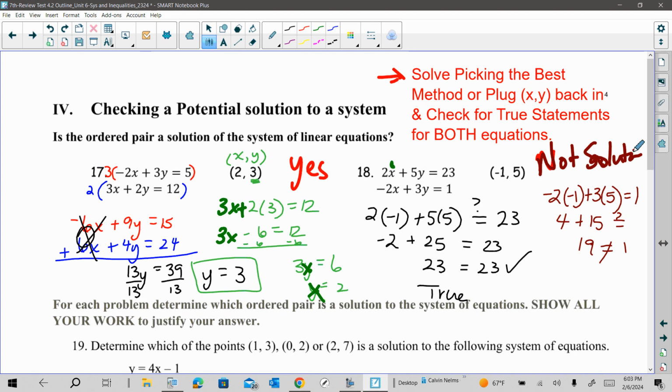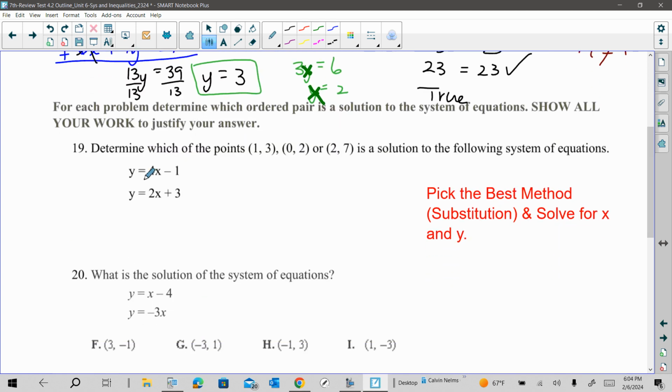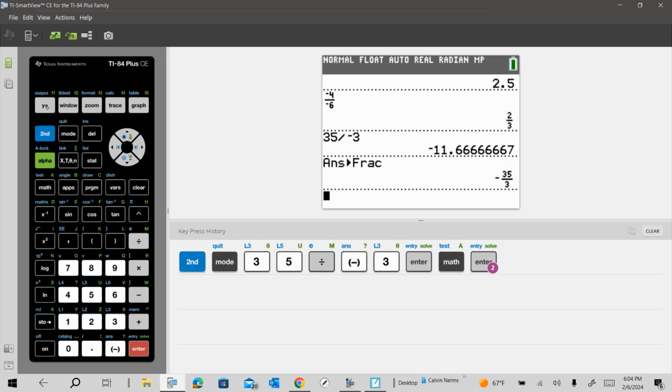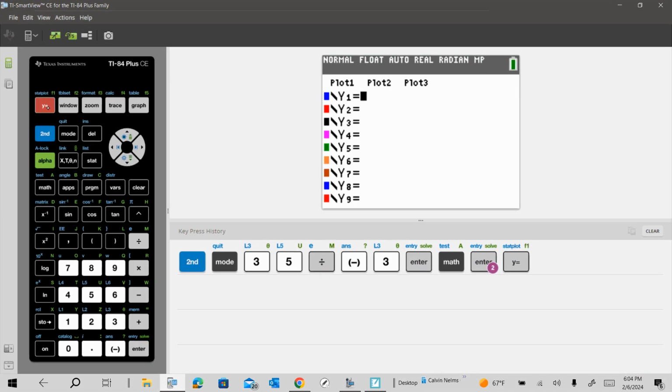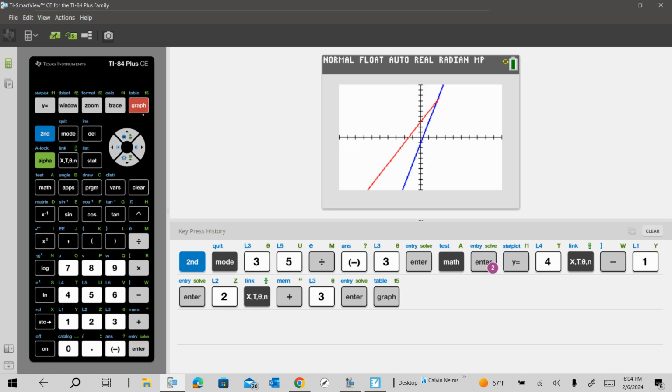Okay, so all we have to do is really check it, solve it any way you want, and then just check. Like on 13, because this has both y equals, I think the fastest way here is to use your calculator. And I'll just review that real quick. If you hit the y equals button, which is in the upper right hand corner, and we do 4x minus 1, enter. That was the first equation. And then 2x plus 3, enter. Hit graph. I do see an intersection, so now I just got to check that.